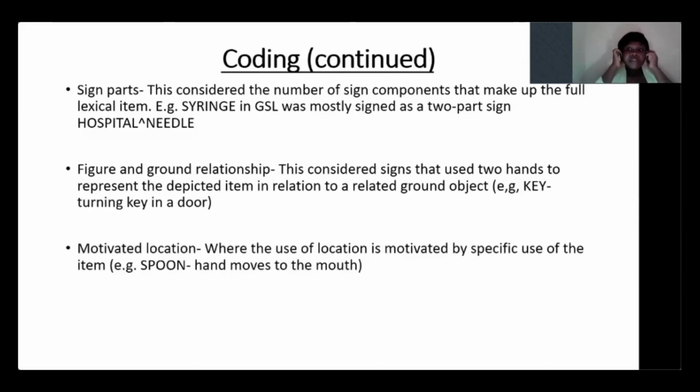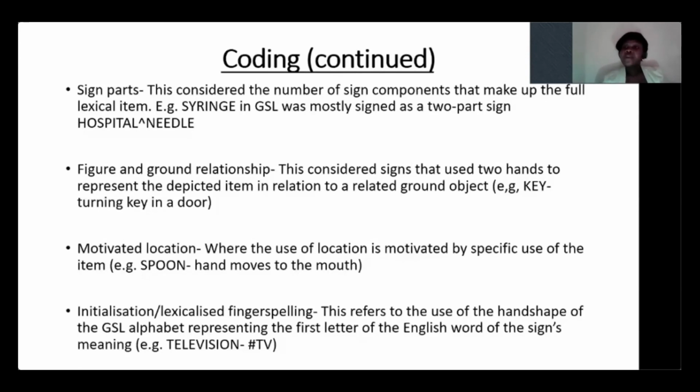I also considered motivated location, where the use of the sign is motivated by the specific use of the item. So spoon to the mouth or scissors for cutting the hair. I also looked at initialization or lexical finger spelling. So these were considered non-iconic or not clear. So initialization refers to the use of the handshape of the Ghanaian Sign Language alphabet to represent the first letter of the word. So like water, W, or finger spelling like television, TV.